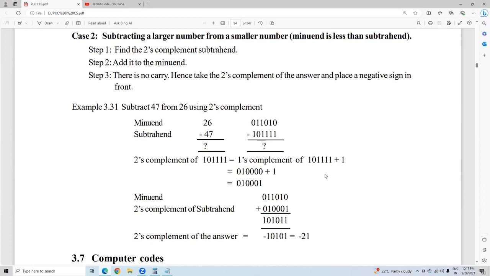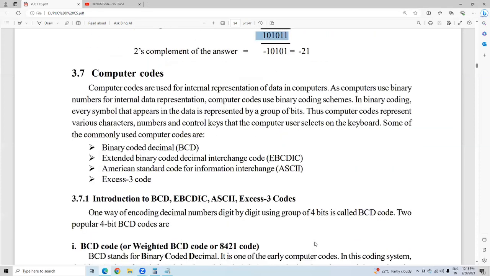Right. So subtract 47 from 26 using 2's complement. 26 minus 47, their equivalent binary numbers are given. After that, find the 2's complement of the subtrahend. Its 2's complement is the 1's complement plus 1. So the answer is this, and that should be added to the minuend. The answer you get is this one, and just take the 2's complement of the answer. That is, place a negative sign before the binary digits. That will become minus 21.